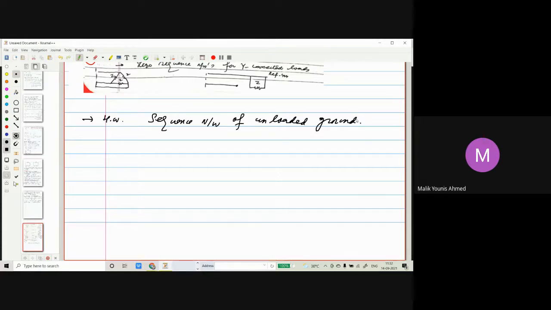Okay, that's all for today. So next time we will start with the faults, unsymmetrical faults, that is line to ground, double line, analysis of those faults, and numericals on those. So we'll be continuing next time.